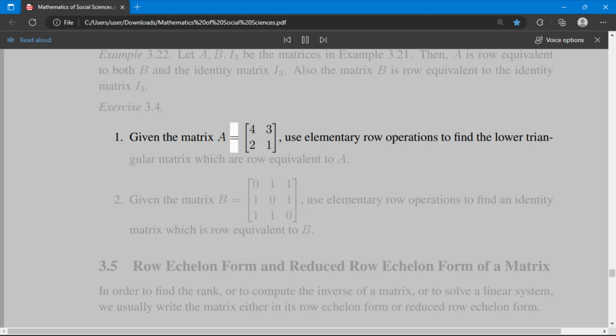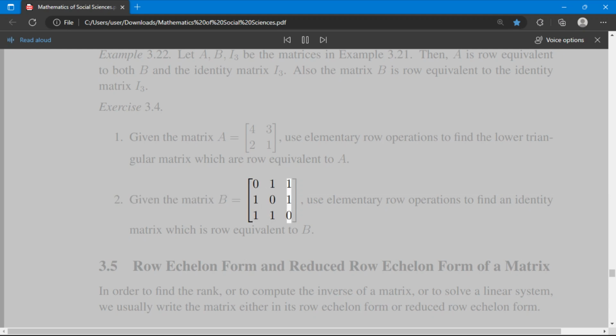Exercise 3.4. 1. Given the matrix A equals [4 3; 2 1]. Use elementary row operations to find the lower triangular matrix which is row equivalent to A.